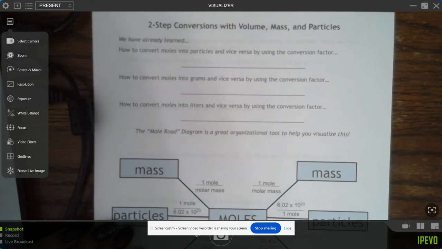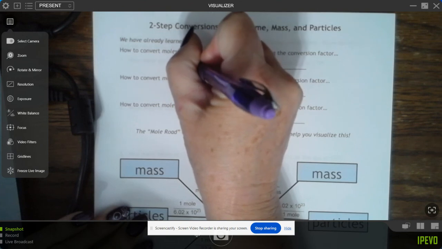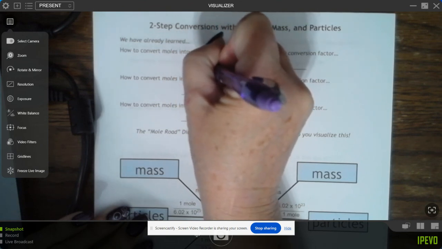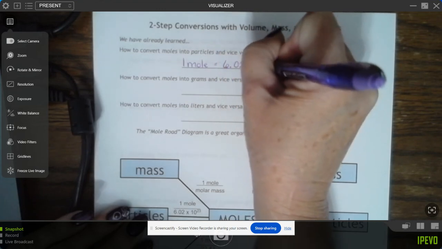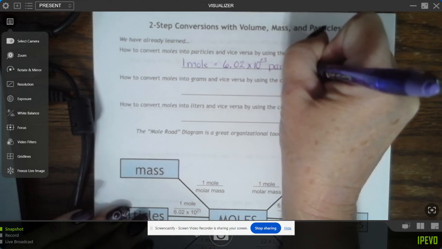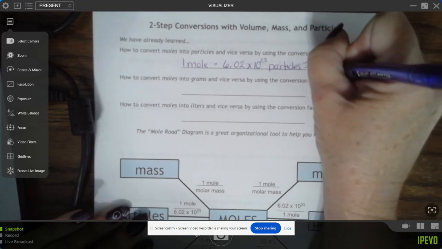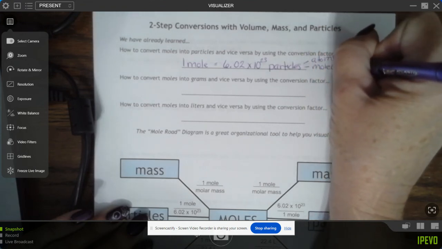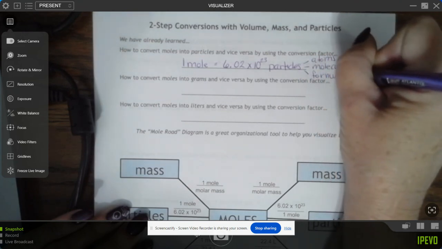How to convert moles to particles. The thing you've got to remember is the conversion factors. When we're talking about particles, 1 mole is equal to Avogadro's number, or 6.02 times 10 to the 23rd particles. Remember, particles can be atoms, molecules for covalent compounds, or formula units for ionic compounds.